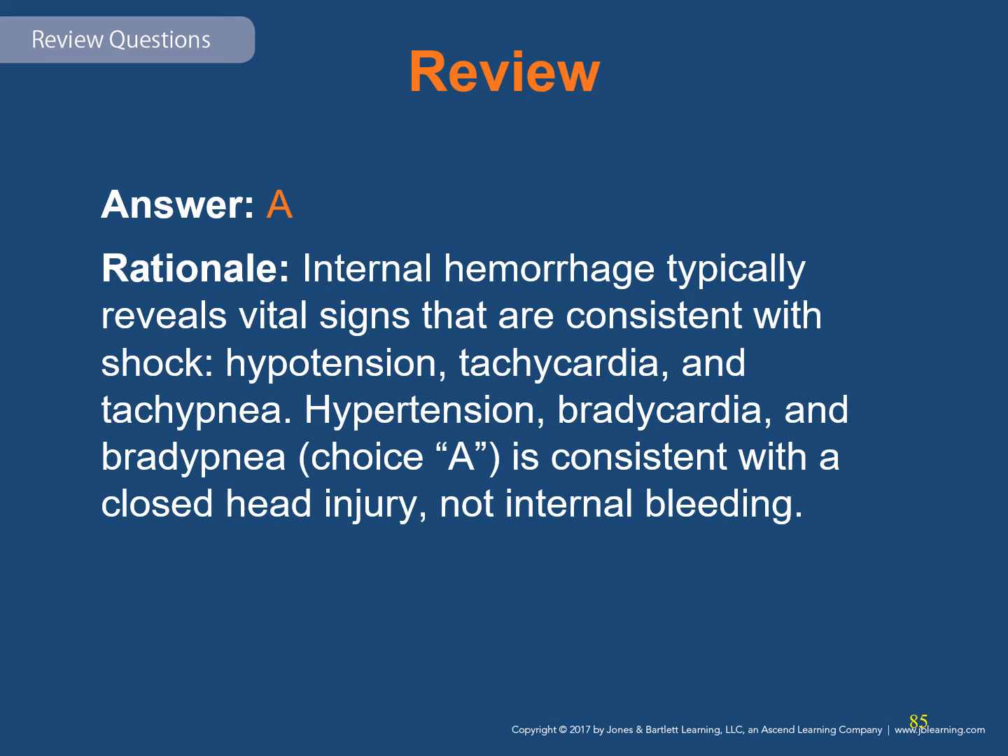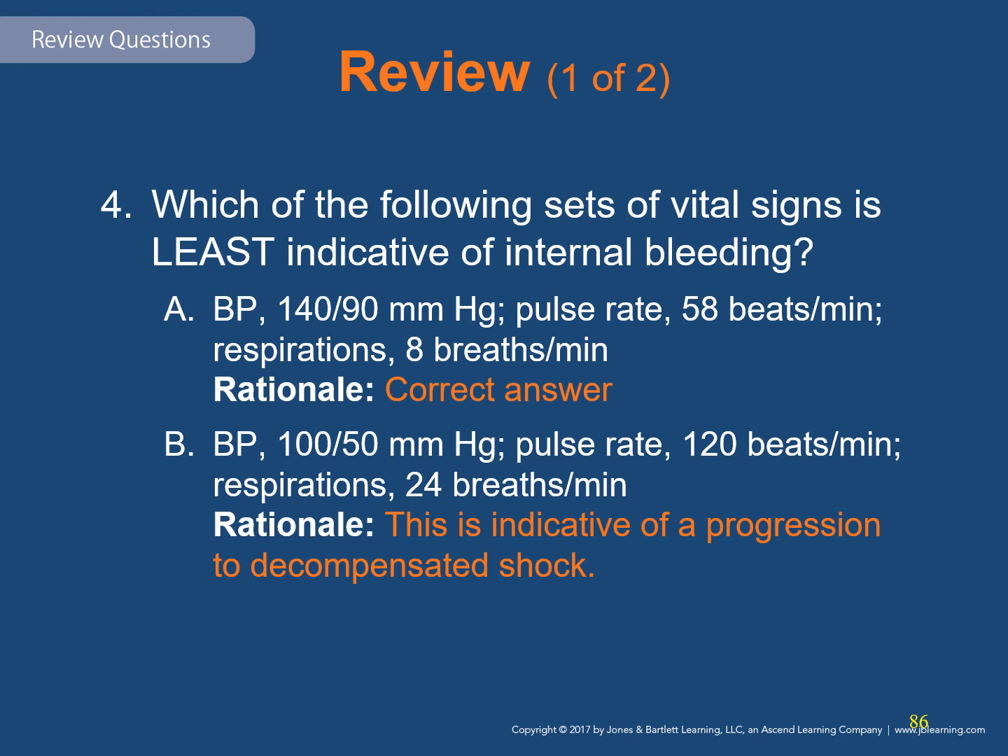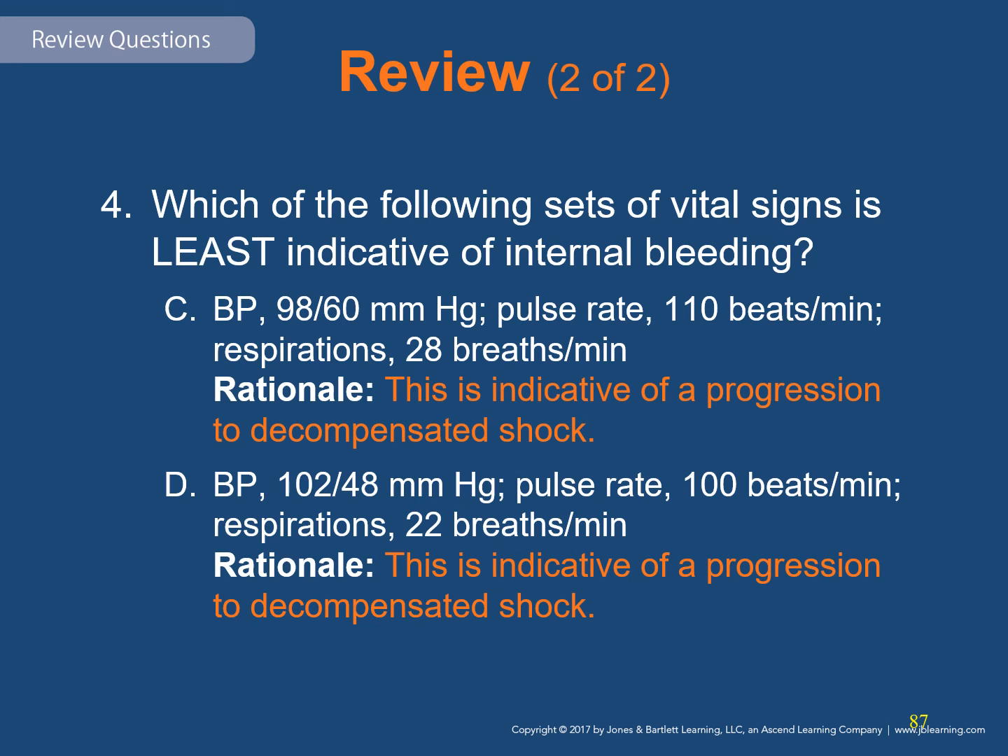Internal hemorrhage typically reveals vital signs that are consistent with shock: hypotension, tachycardia, and tachypnea. Hypertension, bradycardia, and bradypnea, choice A, is consistent with closed head injury, not internal bleeding. A is the correct answer. B, this is indicative of a progression to decompensated shock. Answer C, this is indicative of progression to decompensated shock, and so is D.